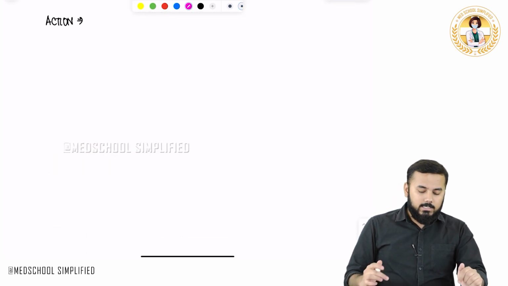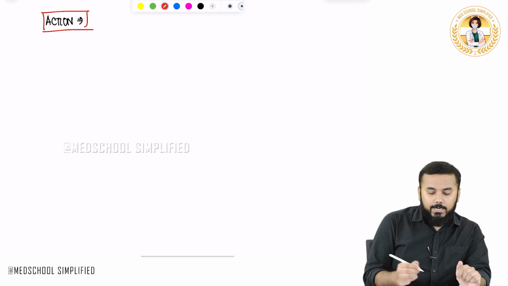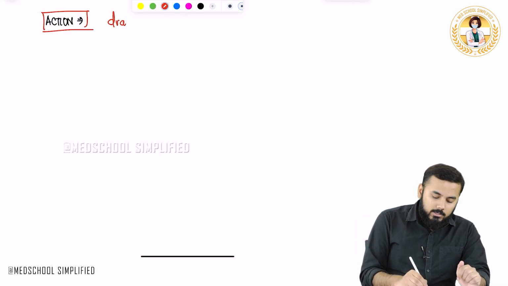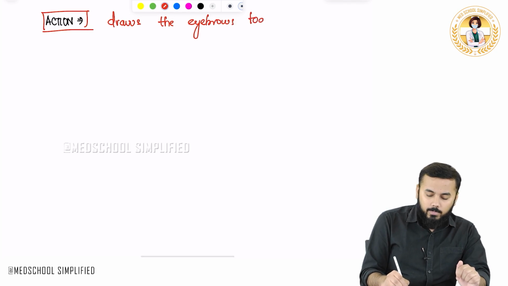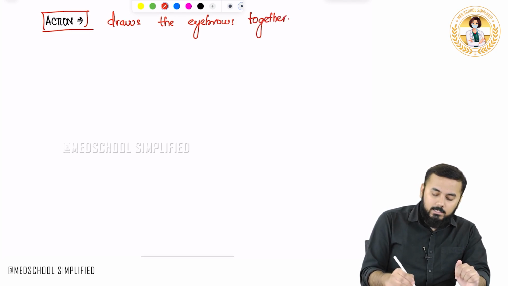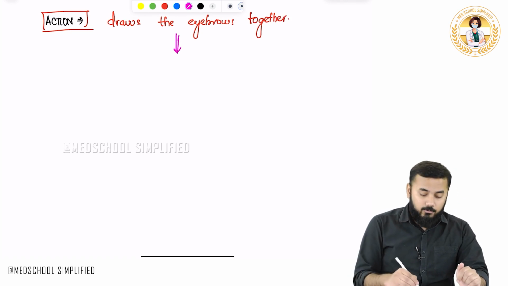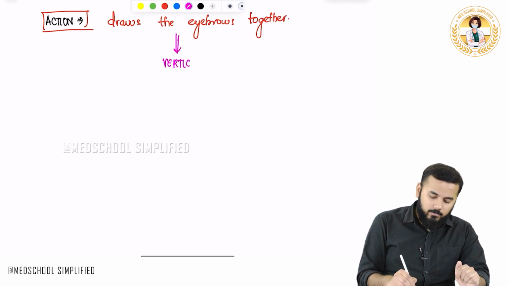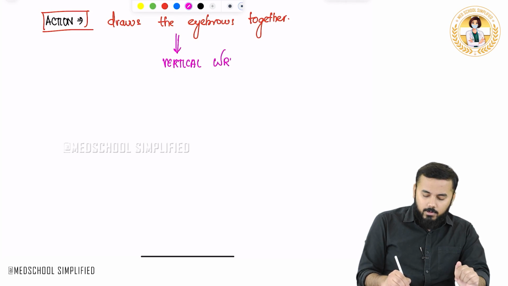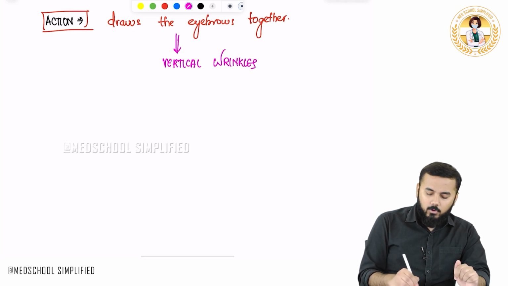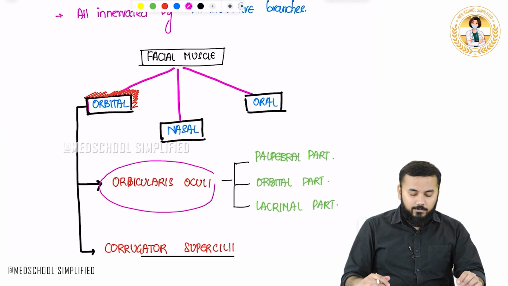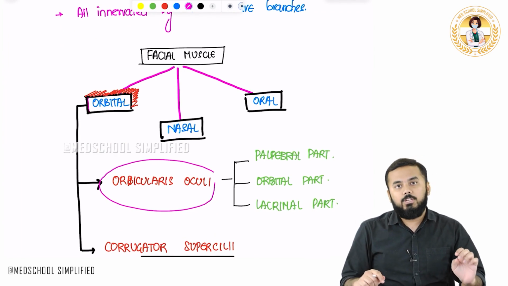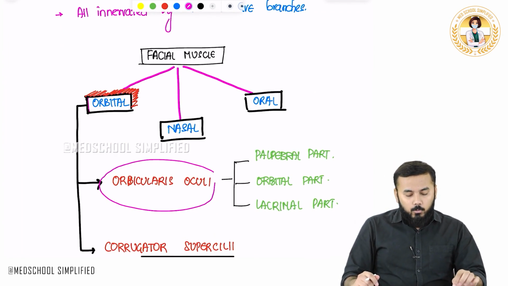Right. Let us discuss the action which we have already talked about. Let us just write it down now. This muscle draws the eyebrows together. So as it is drawing the eyebrows together, what wrinkles are formed? Vertical wrinkles are formed over here, right? So this is all about your corrugator supercilii, and I think we have finished the orbital part of your facial muscles. So next two more parts we have got.